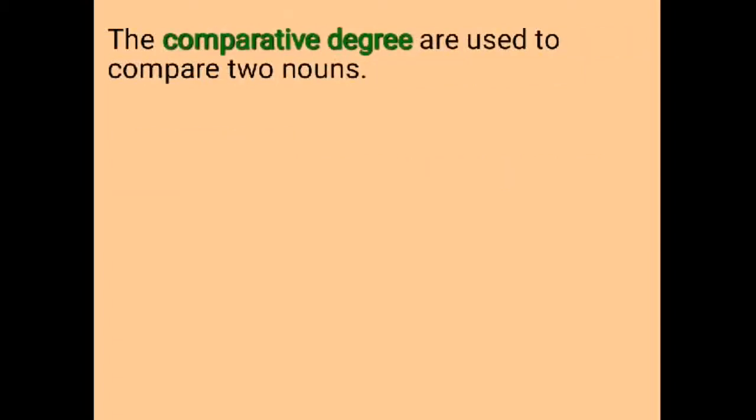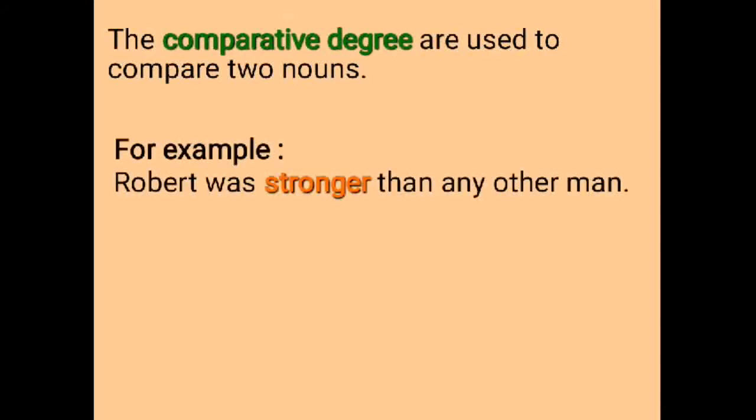Next, comparative degree. The comparative degree is used to compare two nouns. The comparative degree is used to compare two persons, two places, two animals and two things. The comparative degree shows greater degree or lesser degree. For example, Robert was stronger than any other man.